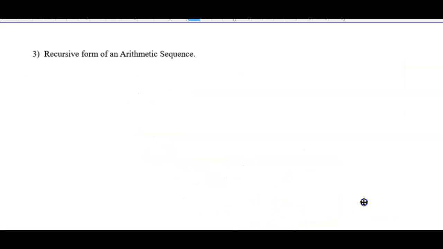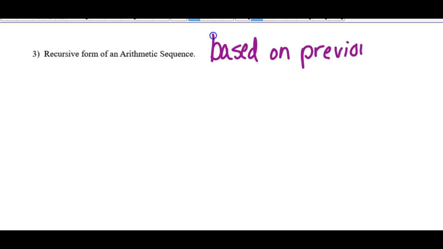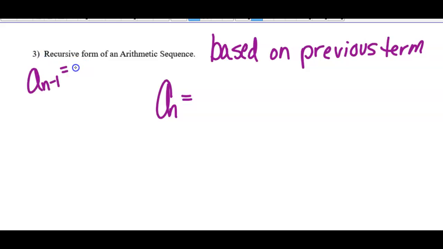All right. A recursive form of an arithmetic sequence is one that is based on the previous term. Okay, so any term is, remember we talked about this, meaning the term before, or the previous term.